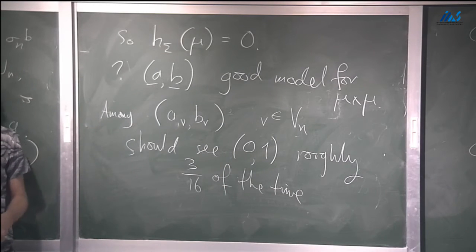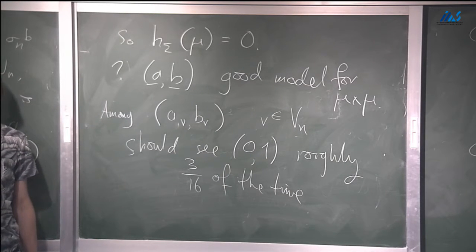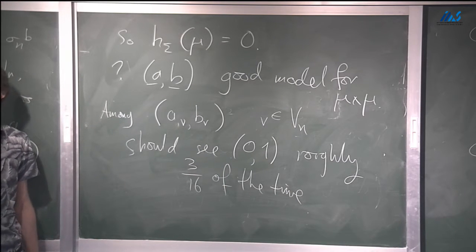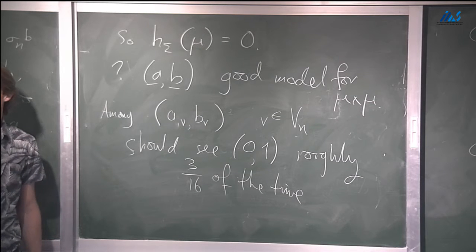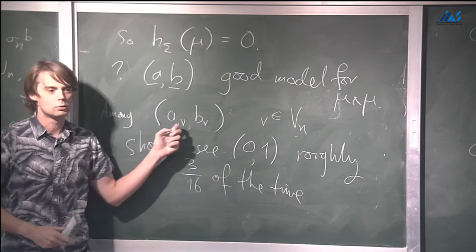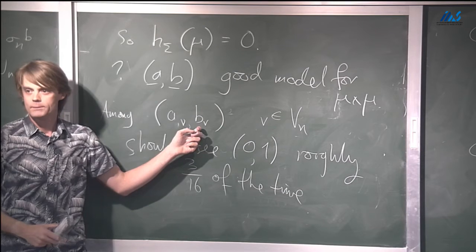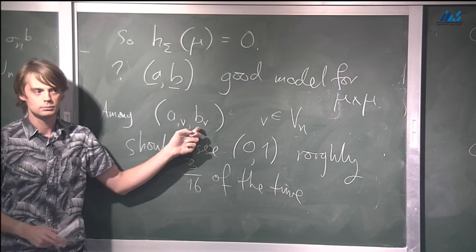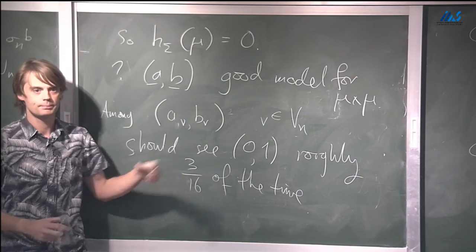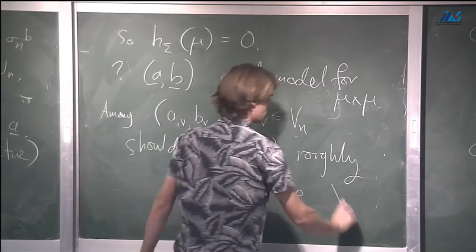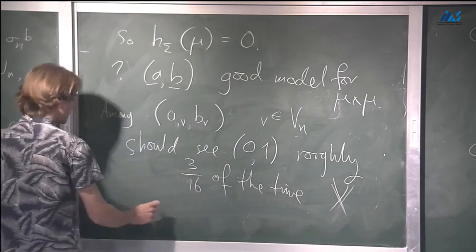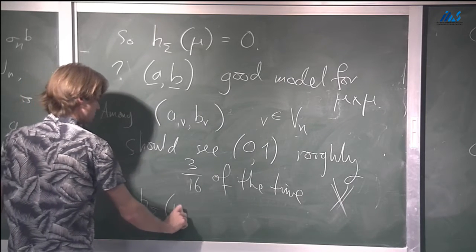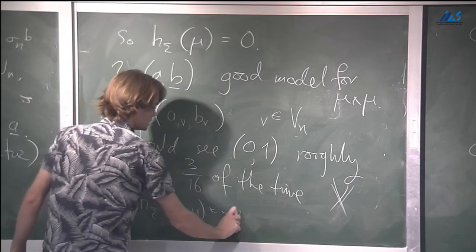But hang on, if A and B are both good models for mu, then they're both close to that one cut. So they're very close to each other. So you almost always see 0, 0, or 1, 1. They're almost always the same. So that's impossible. Does that make sense? That's a contradiction. So there are no good models for the product, and h sigma of mu times mu is minus infinity.